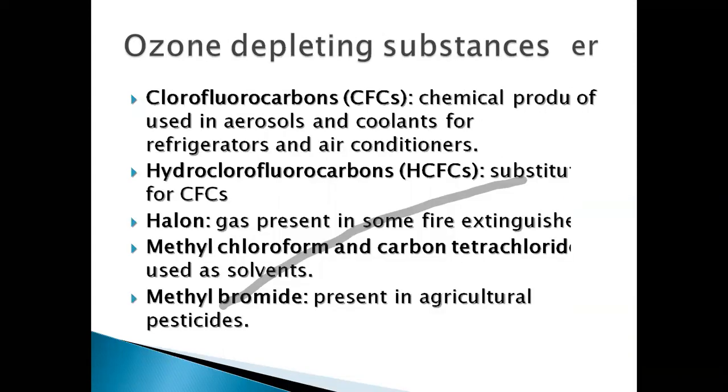Okay. Substances that contribute to the destruction of the ozone layer are CFCs, or chlorofluorocarbons.